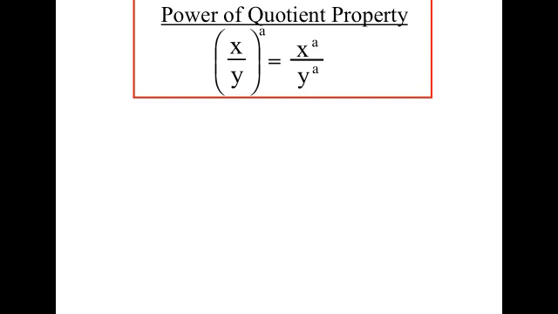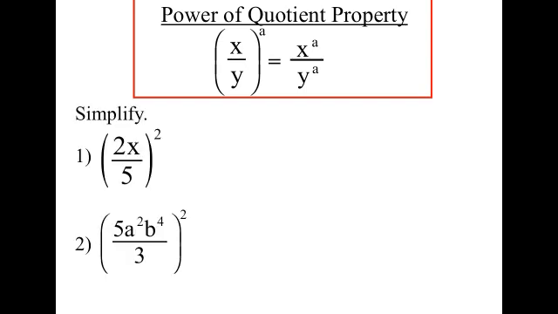So when I have a fraction inside of parentheses with an exponent outside, remember, whatever's touching the exponent is the base. So everything inside the parenthesis is to the power. So in number 1, we take the coefficient to the second power, x is to the second power, and 5 is to the second power. So 2x squared would make 4x squared, and 5 squared is 25. Number 2. Take a minute and try this problem on your own.